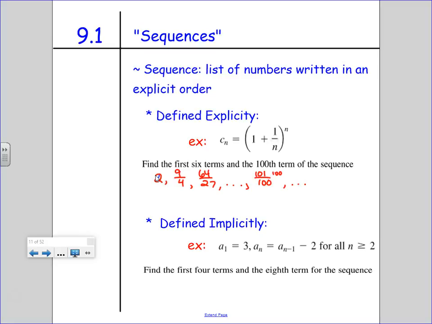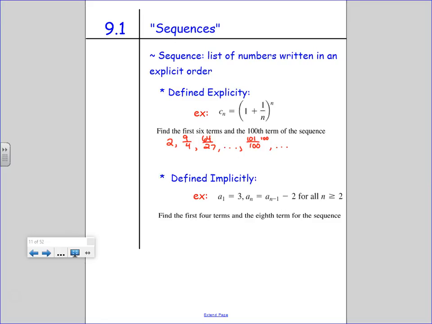Okay, so we know how to plug into this one. This is called defined explicitly, because we plug in 1 for the first term, 6 for the 6th term, 100 for the 100th term. Easy cheesy. How about the next one, defined implicitly? What's going on? Pain in the neck. Why? In some ways it's easier. It's pretty much the same thing.